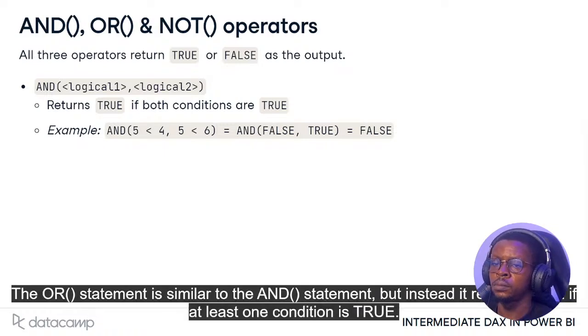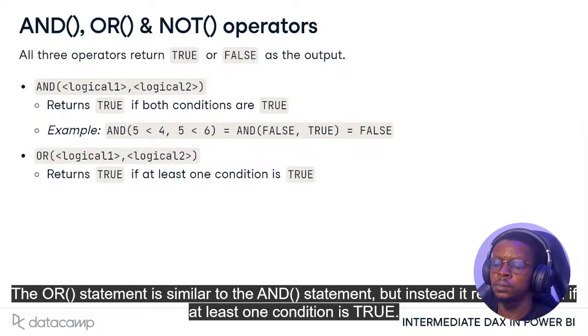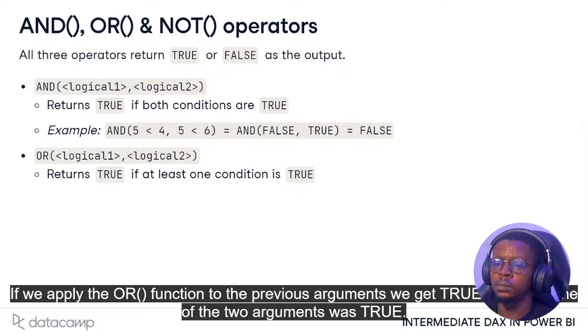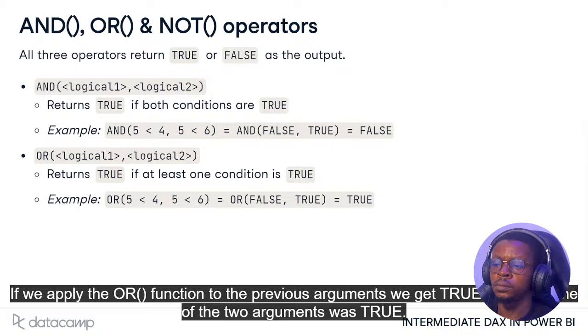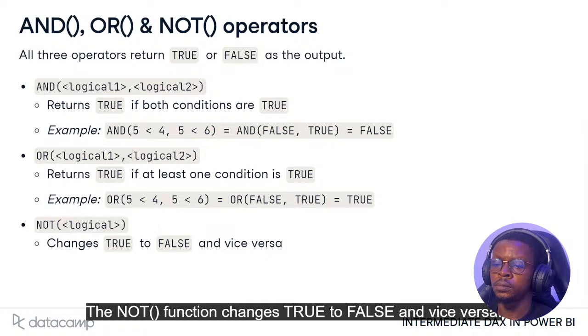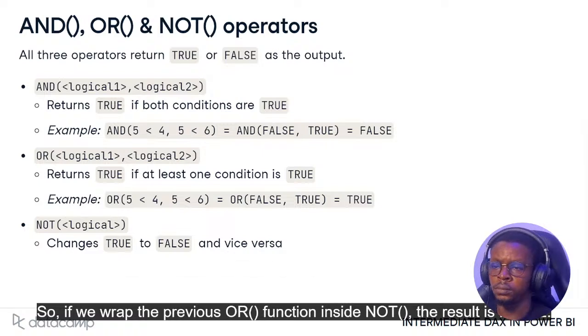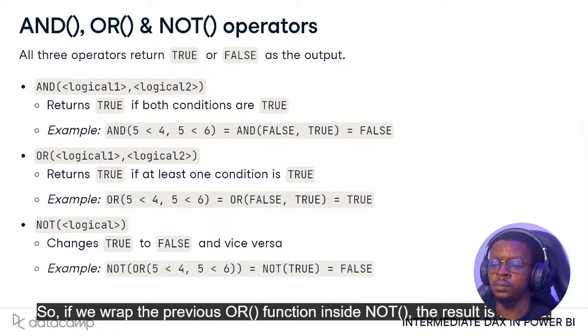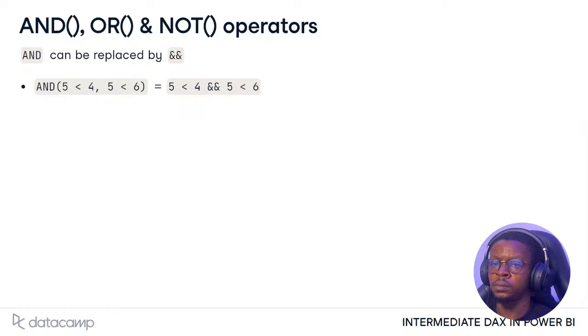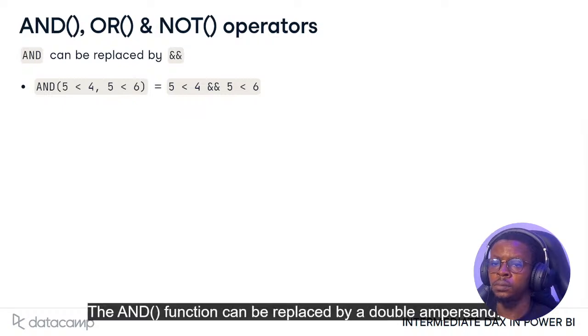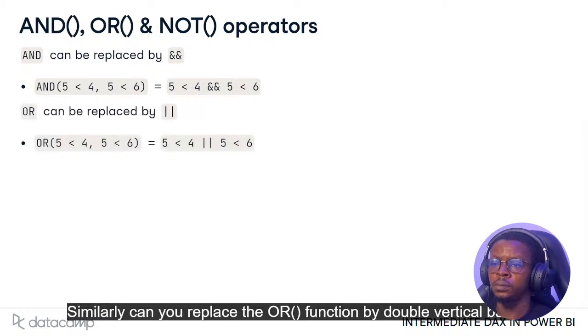The OR statement is similar to the AND statement, but instead it returns true if at least one condition is true. If we apply the OR function to the previous arguments, we get true, because one of the two arguments was true. The NOT function changes true to false and vice versa. So if you wrap the previous OR function inside NOT, the result is false. The AND function can be replaced by a double ampersand. Similarly, you can replace the OR function by double vertical bars.